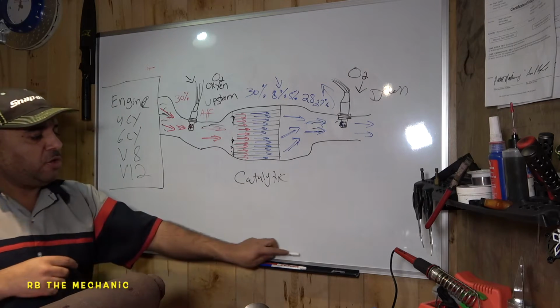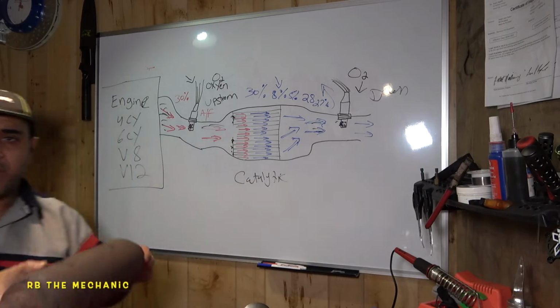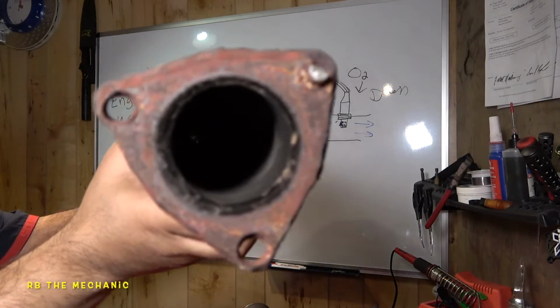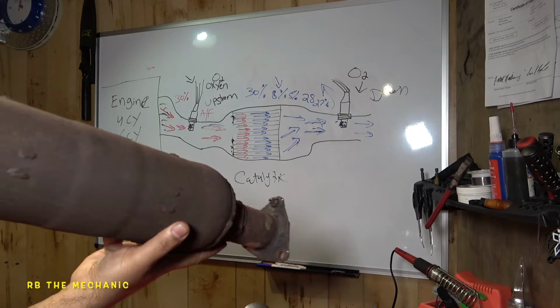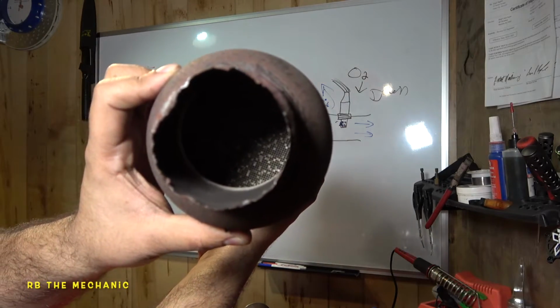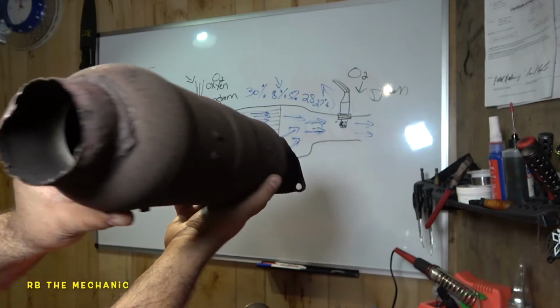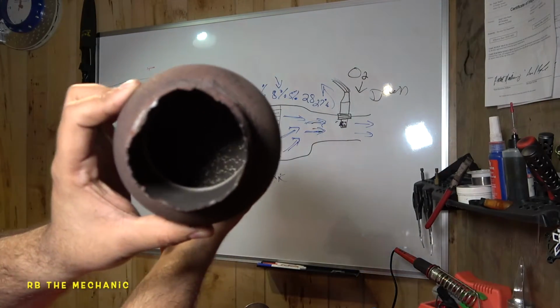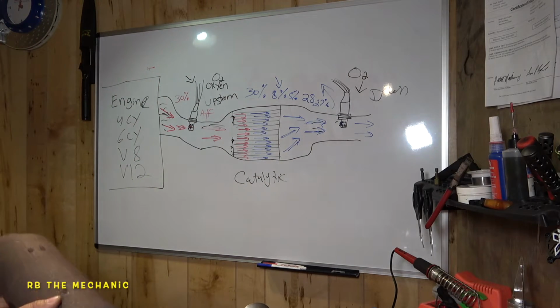So I got a catalytic converter over here. I don't know if you guys are going to be able to see it, but inside here you see the little blockages in there, little dots. This thing is blocked up. This catalytic converter is blocked up a bit. So we had a P0420 code over here.